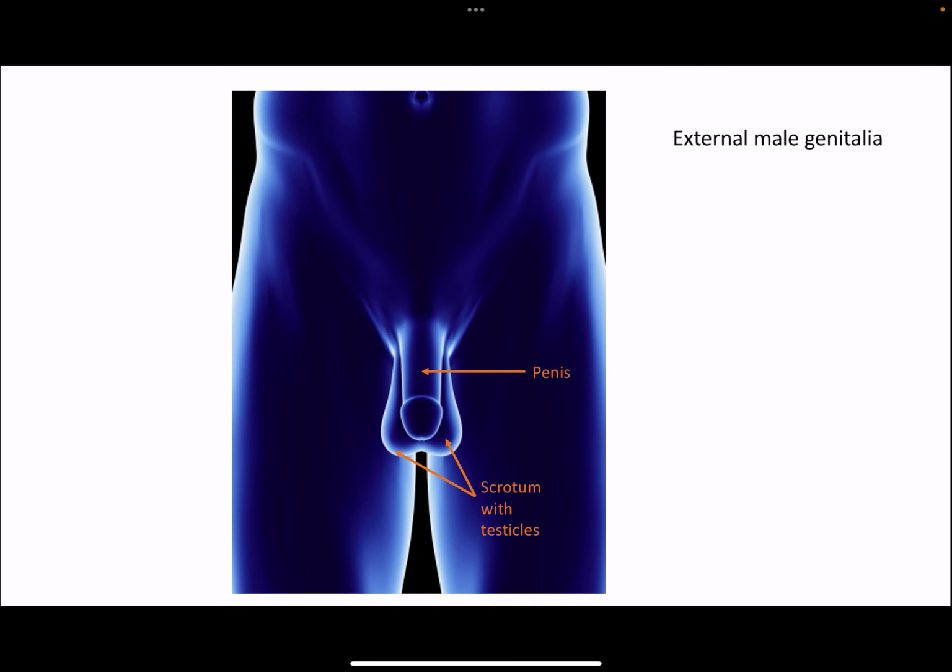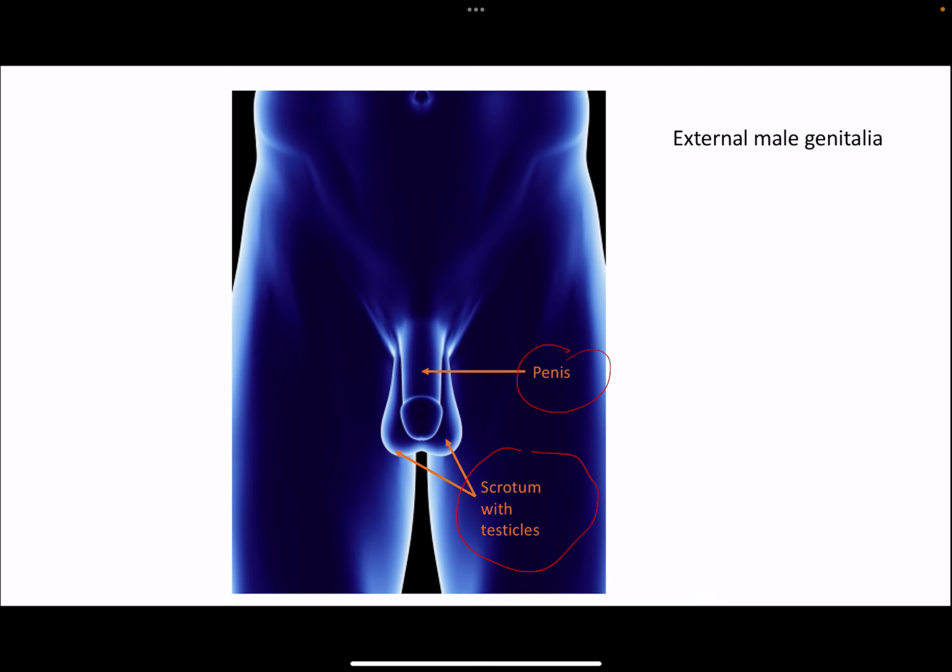So, the external genitalia of the male, we can start with that. The two main external structures are the penis and scrotum. Testicles, you cannot see them, but inside the scrotum there are testicles. The main function of the penis is as the reproductive organ for delivering sperm, and also the organ for urine excretion through the urethra.